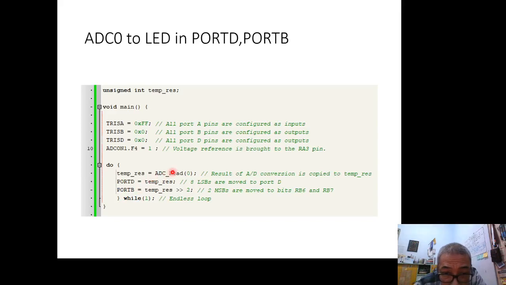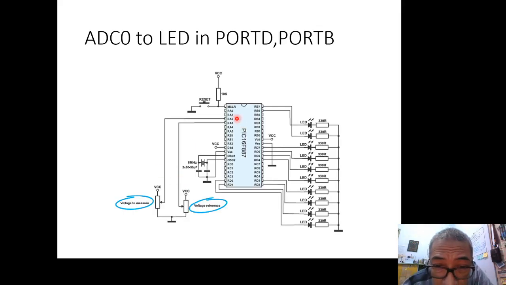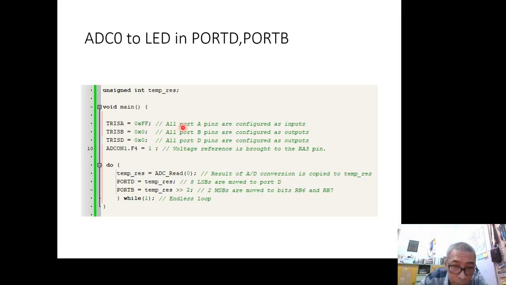Okay, so we need to read the ADC. You have to know it is RA0, not RA2. This voltage is measured at RA0, not RA2. This is a wrong connection. Okay, the temperature is read by the ADC. So this is a very simple way to use the ADC in our program.